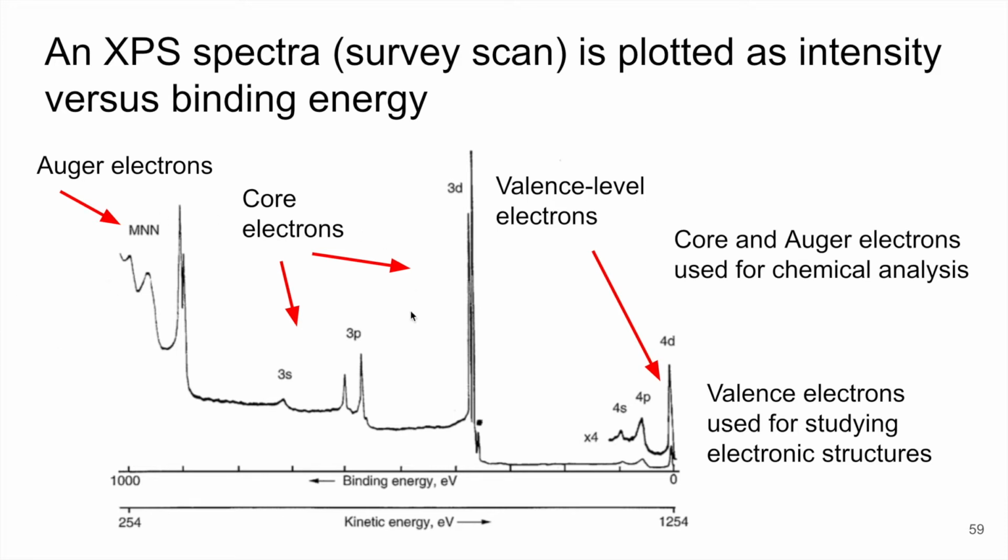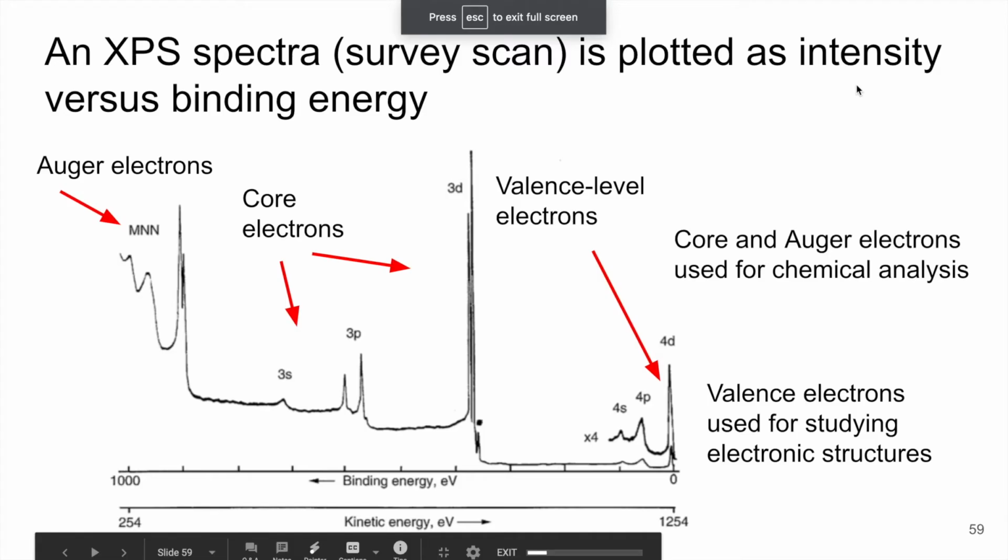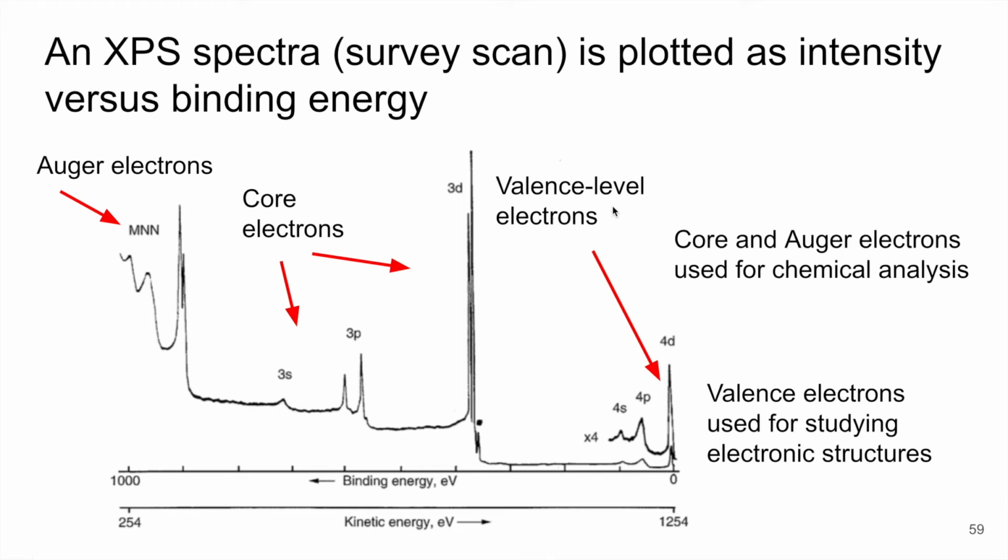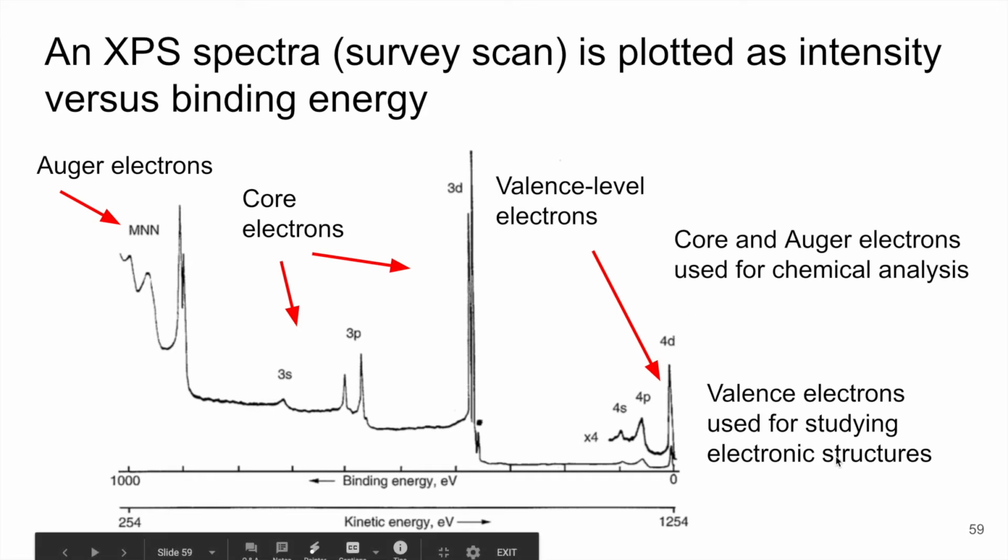And we have the core electrons, such as 3s, 3p, 3d, all the peaks that we've been talking about. We can also see Auger electrons. They tend to be at the higher binding energies. All right, and then at the lower binding energies down here, we can also see valence level electrons. We don't always see these. A lot of times we just see background, but this is also possible to get valence level electrons. And this can be useful for studying the electronic structure of atoms.